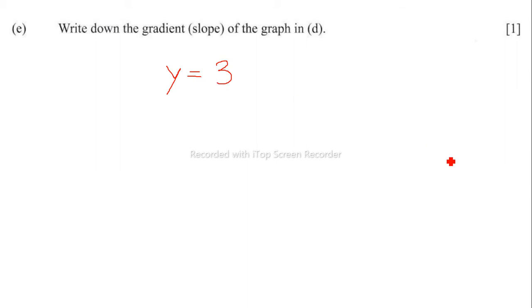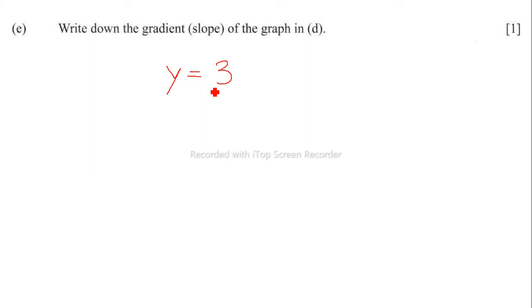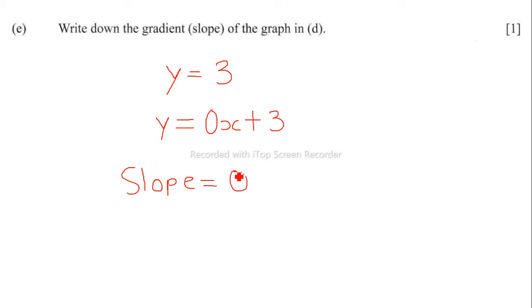Okay, so remember, you all have to study. We did this before. If we have y is equal to 3, we can write that as y is equal to 0x plus 3. And remember we said that the slope is the number in front of the x. What's the number in front of the x? 0. So the slope is 0.